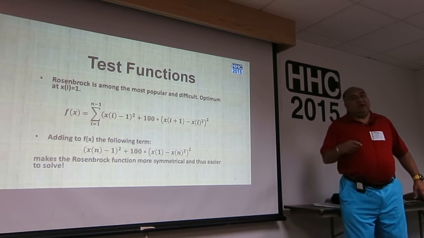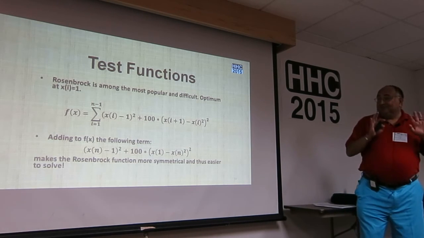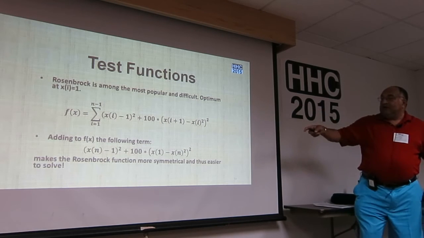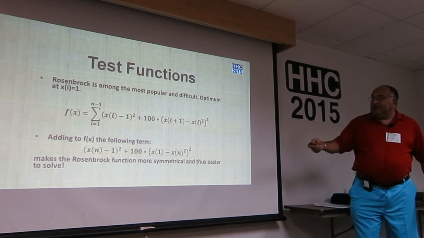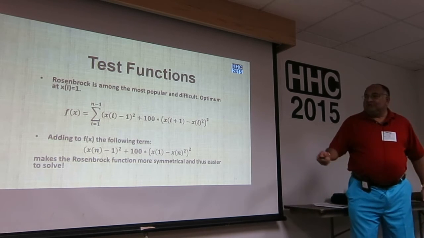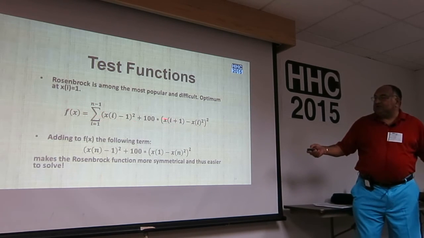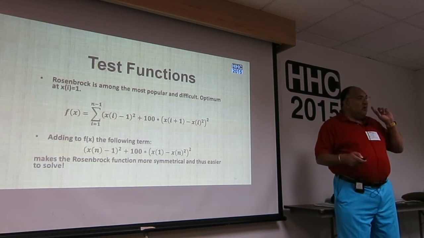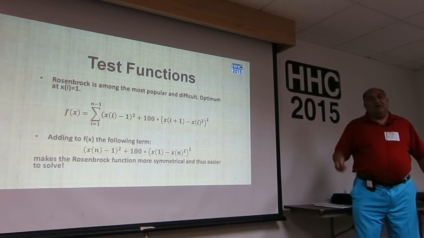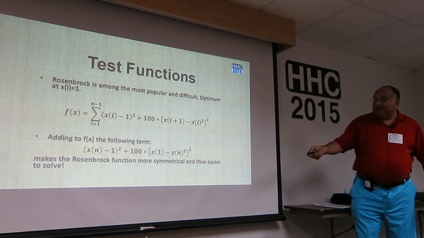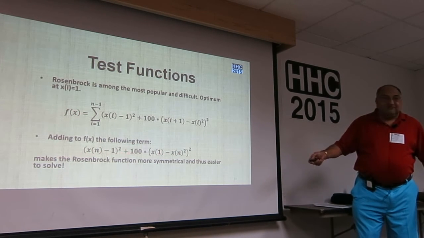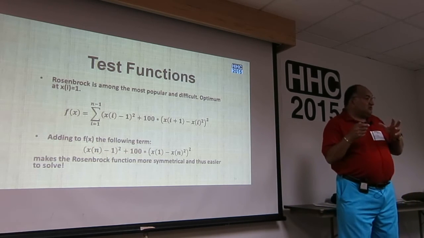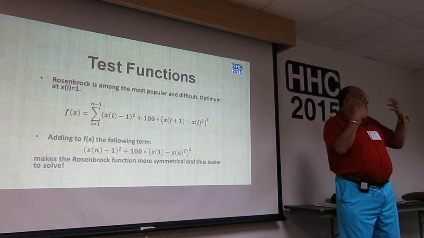Now, test functions. The one I use the most, and there are a lot of them, we'll talk about this very soon, is the Rosenbrock. It's a summation, and most books use two variables, but I use four. Interesting, if you look at this equation, it goes from 1 to n minus 1. The first and last, x of 1 and x of n, only contribute once to the summation. All other variables contribute twice. And I've noticed that if I add to this function value an expression tying up x of n and x of 1, the Rosenbrock becomes more symmetrical, because then each variable contributes to the summation twice.